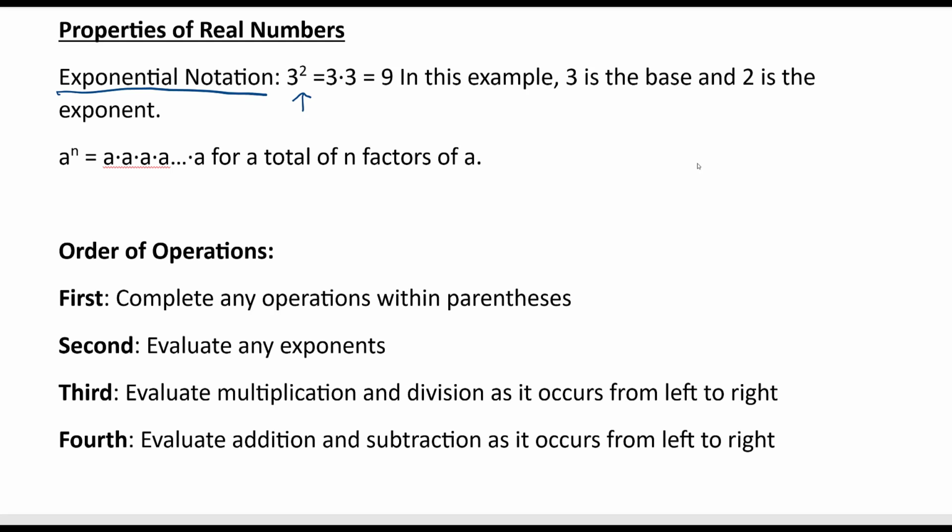So if you have some number a to the n power, that's just a times a times a times a, and there are n of these. So total of n factors.